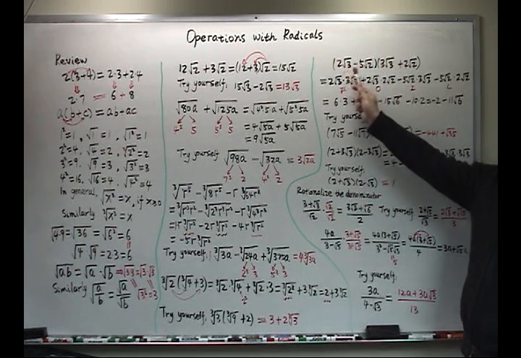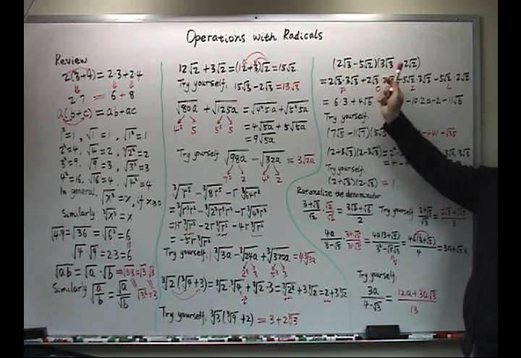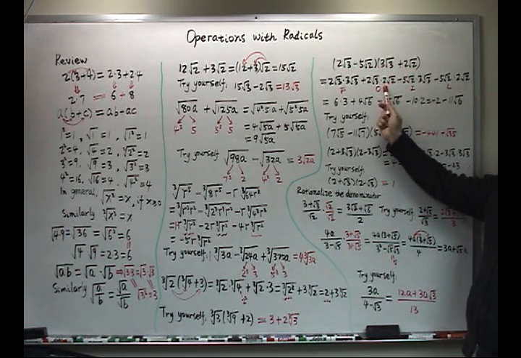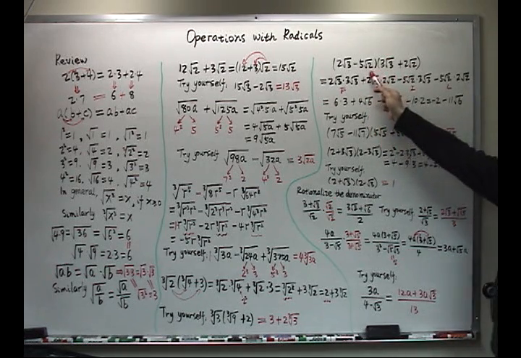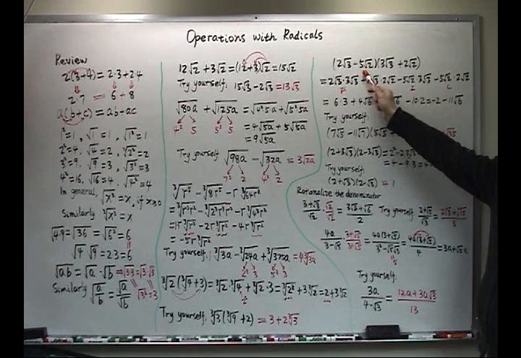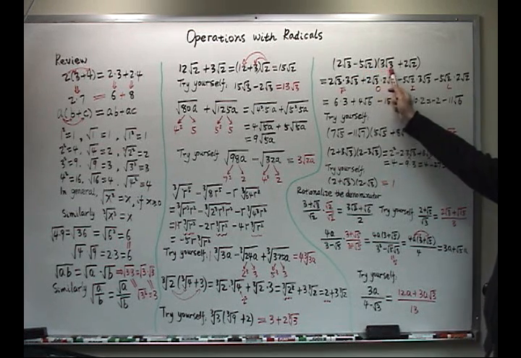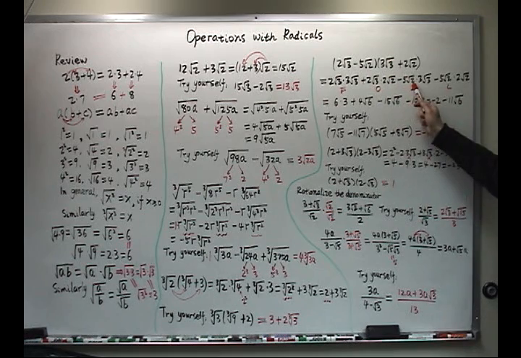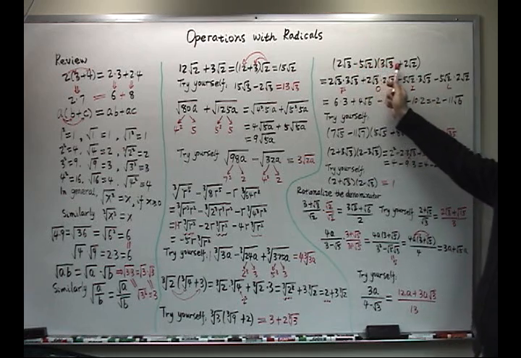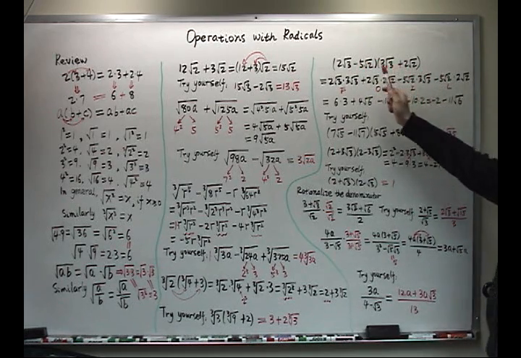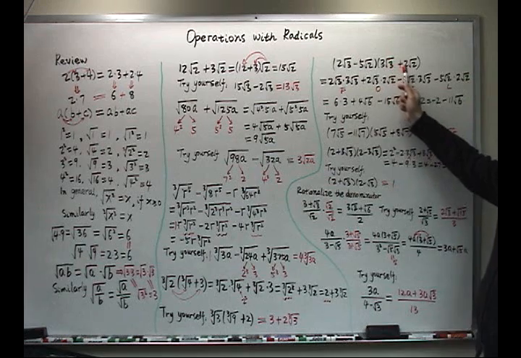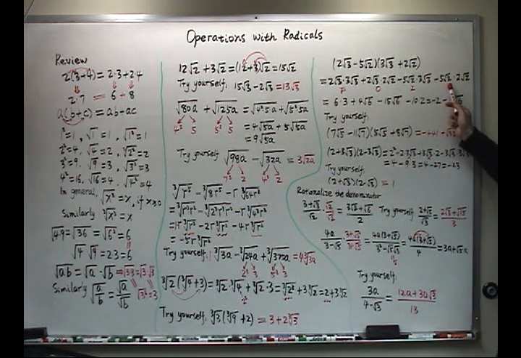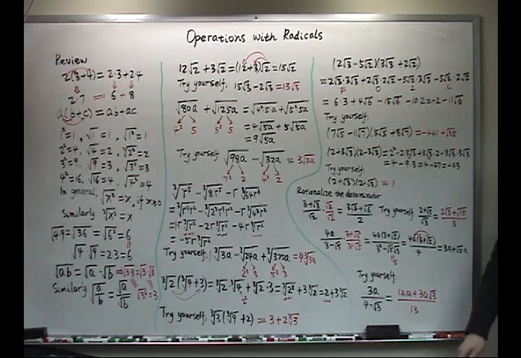The outer product is 3 radical 3 times 2 radical 2. The inner product is negative 5 radical 2 times 3 radical 3. The last product is negative times positive. You have a negative 5 radical 2 times 2 radical 2. So that's the FOIL method.